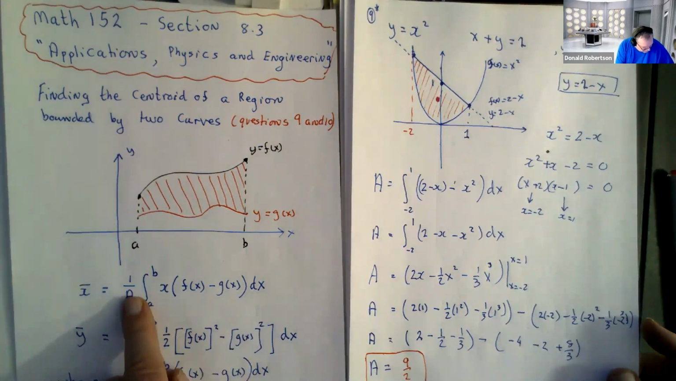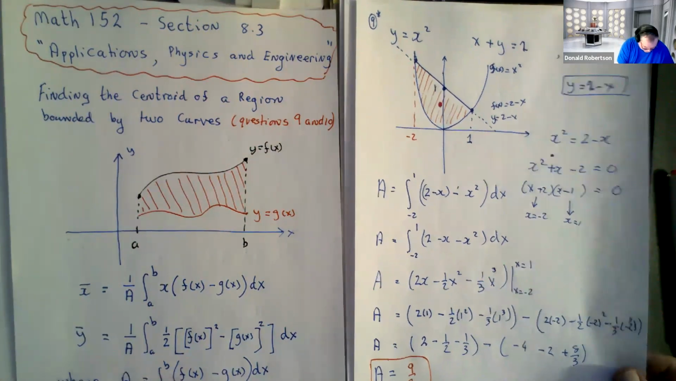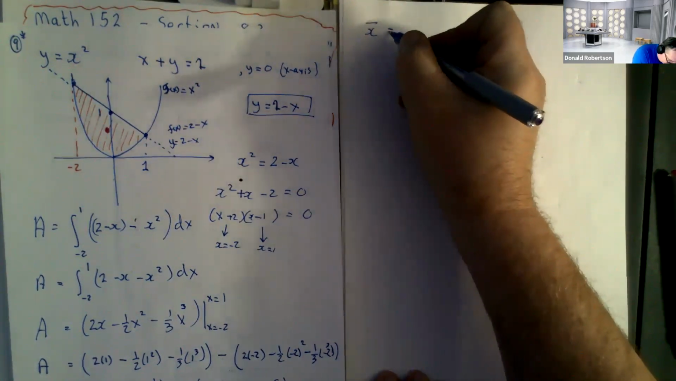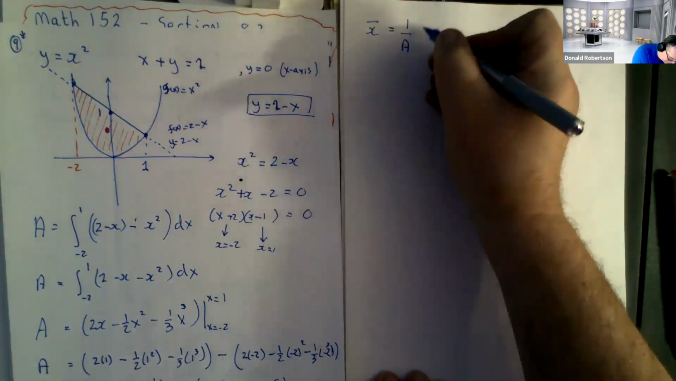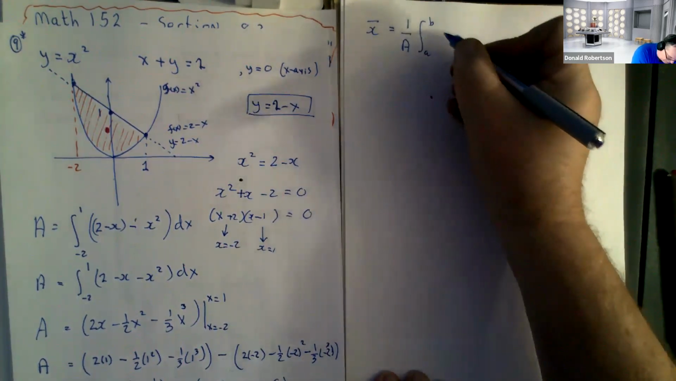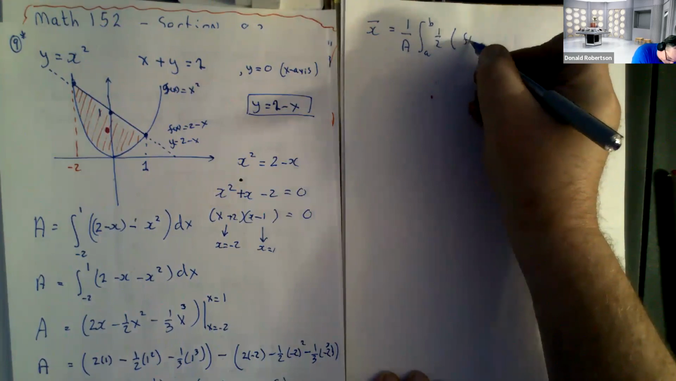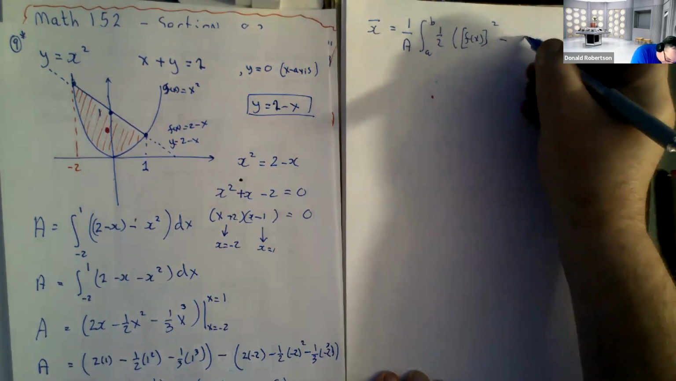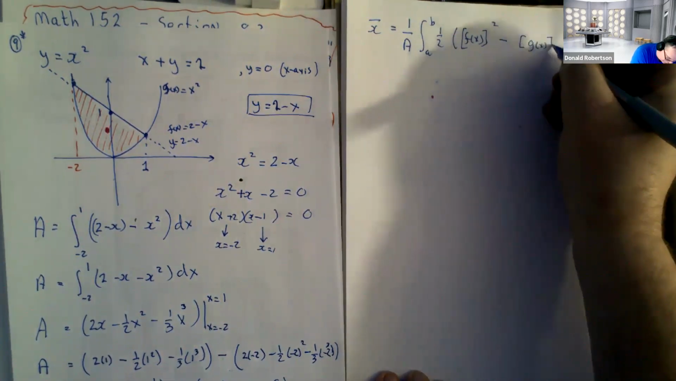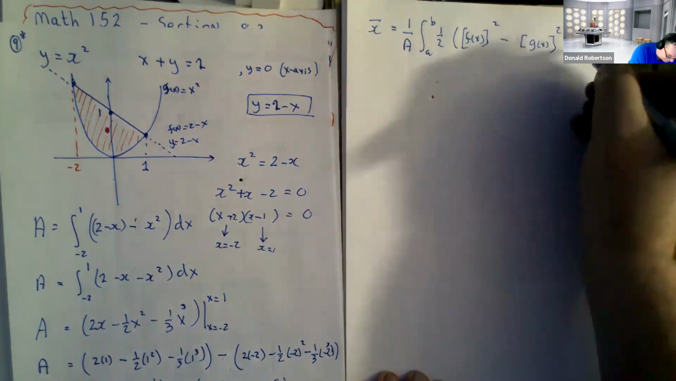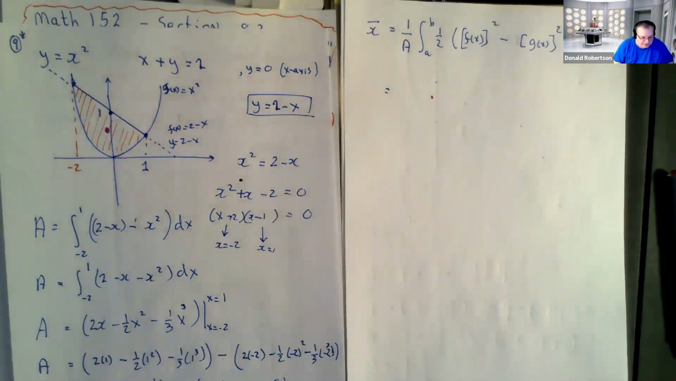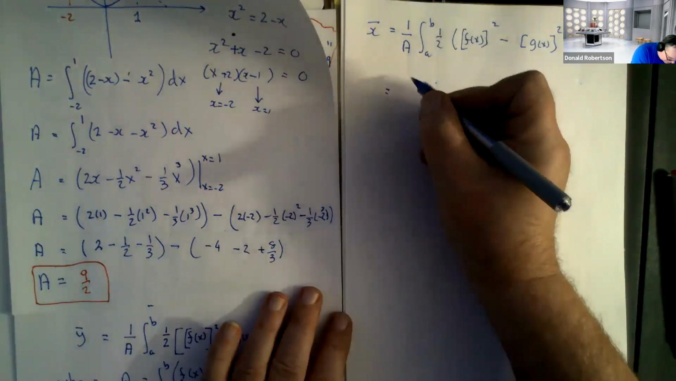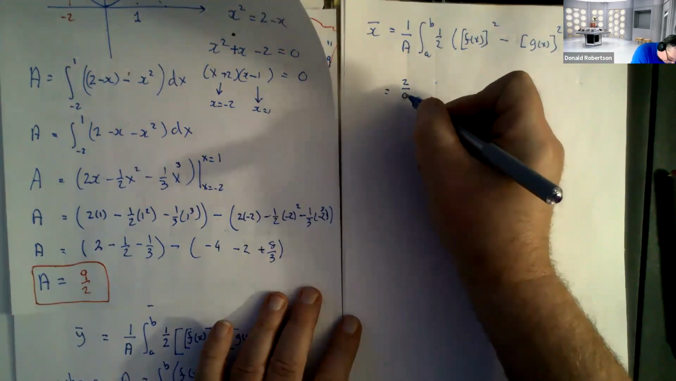Now that I know this, we can then move on to getting x bar and then after that y bar. So x bar is 1 over a, the integral from a to b of 1/2 the highest function, f of x squared, which in our case is a straight line, take away the lower of the two functions, g of x squared dx. Now, since a is 9/2, 1 over a, 1 over 9/2 is 2/9. So that takes care of that.